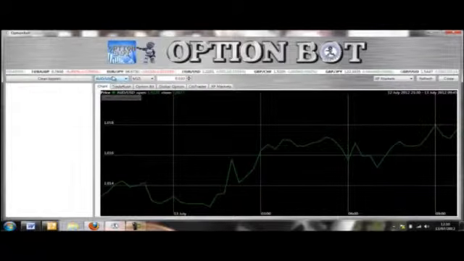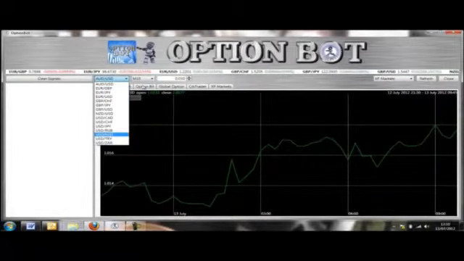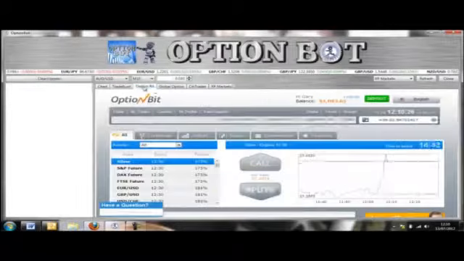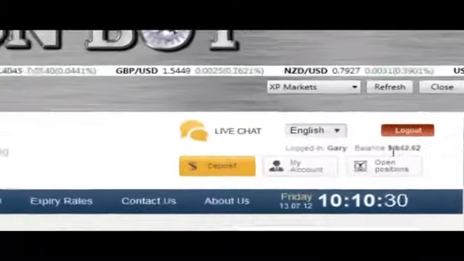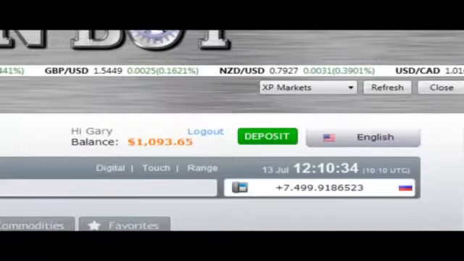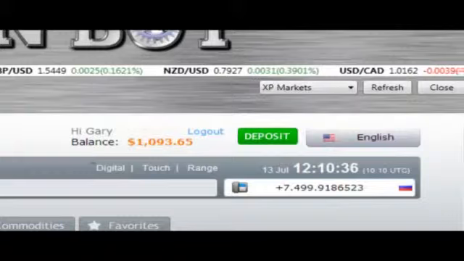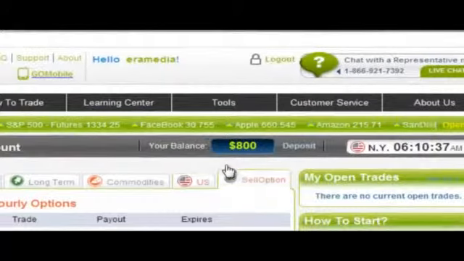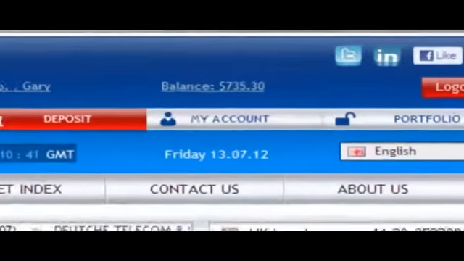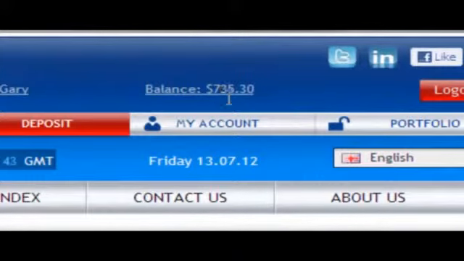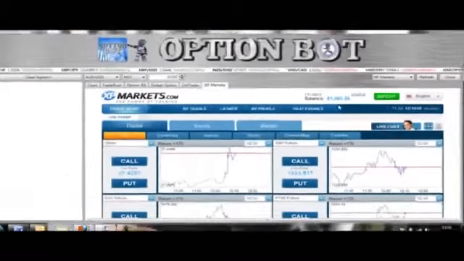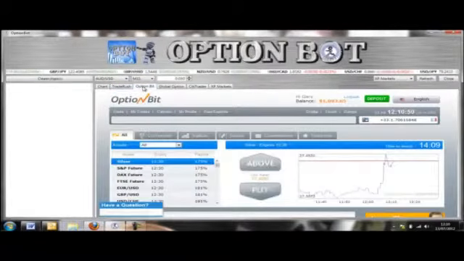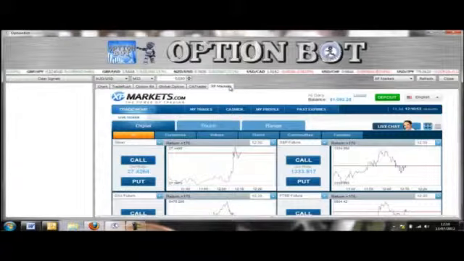This works by analyzing the pairs for upwards and downward movements over the last 15 minutes, and I have 5 platforms to trade on. As you can see, I have a balance of 842.62 with TradeRush, a balance of 1,093.65 with OptionBit, a balance of $800 with Global Option, a balance of 735.30 with CityTrader, and finally a balance of 1,093.25 with XP Markets. That's a total across all 5 platforms of 4,564.82 in my trading balance.